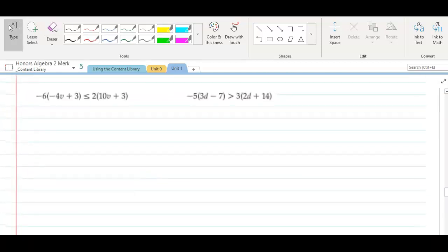There's two more to try that involve some distributive property. Go ahead and pause the video. Try these examples and see if you get the same thing.